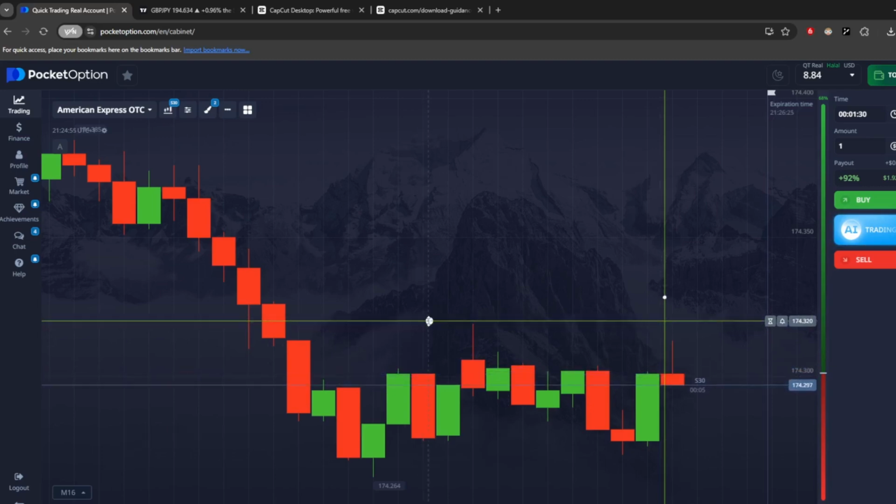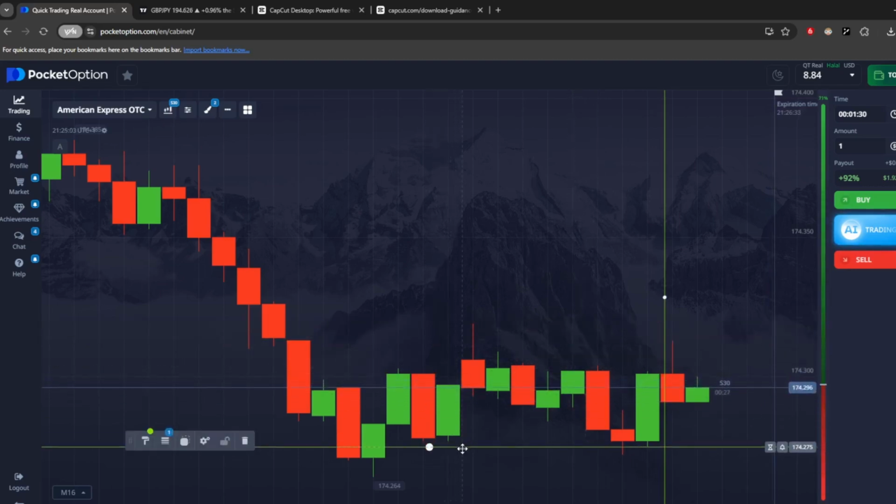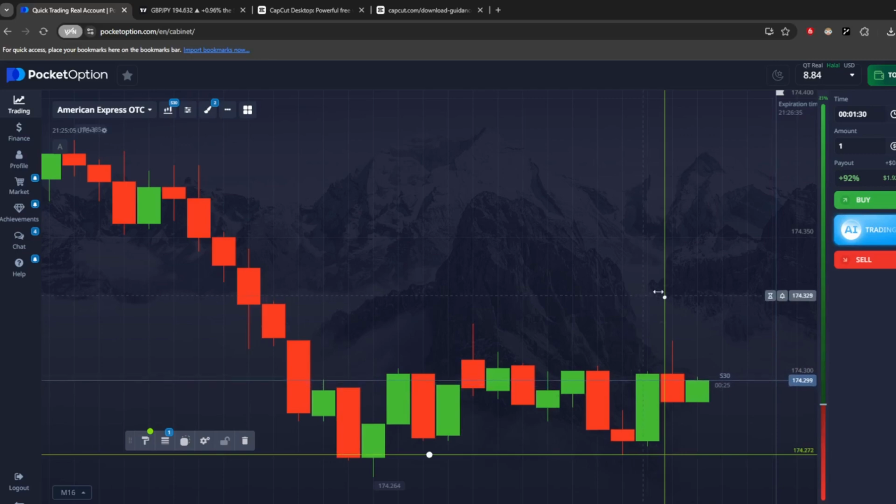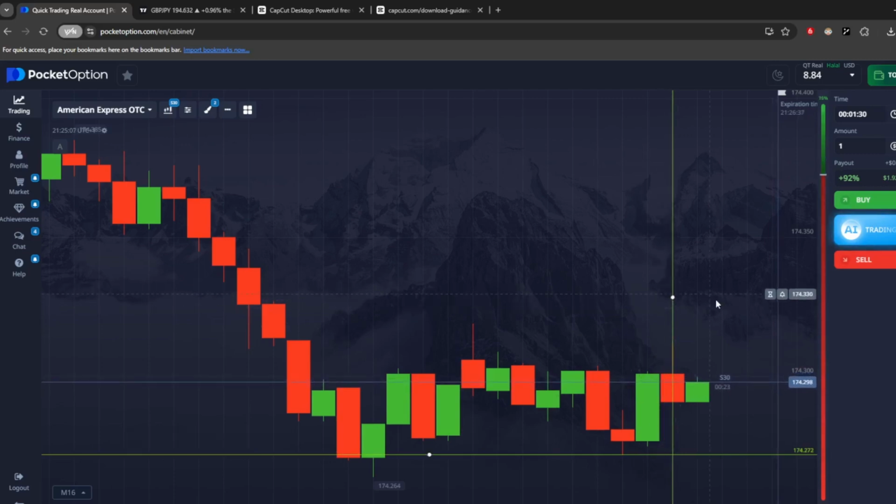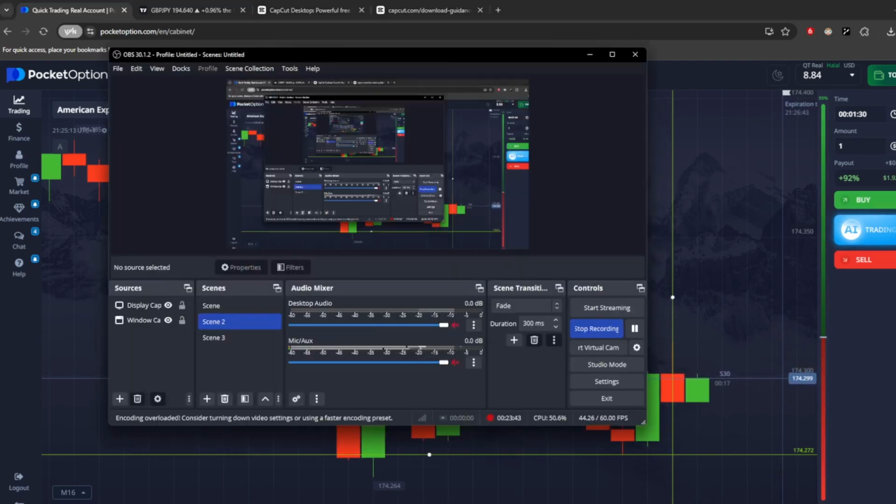So the highest point in this new range will be this current candle. But if you close bearish, if you close red, that means it's a bearish trend. So the lowest point, that's just it. Simple as ABC.